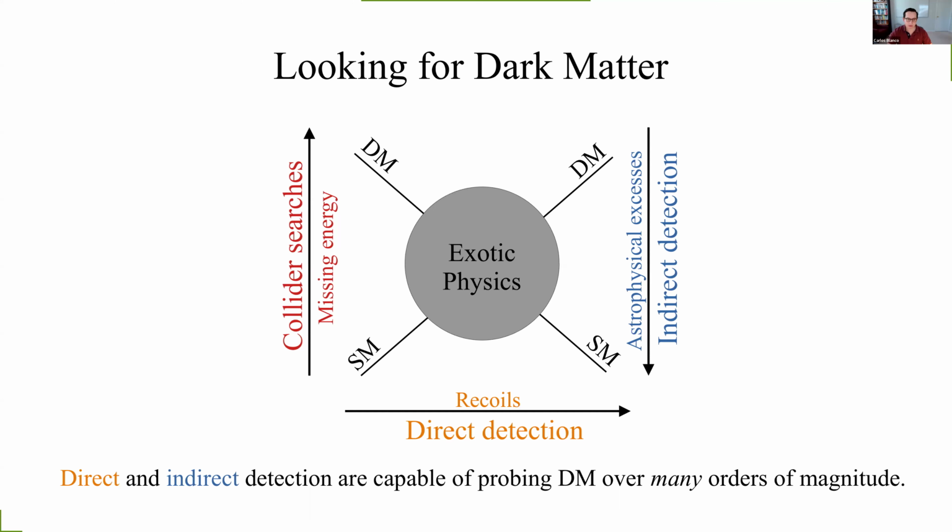And one of the things that I want to get across here is that the direct and indirect detection channels are able to cover many orders of magnitude in mass and in coupling strength, which is a little dissimilar from collider searches, whose scale is really set by the energy of your machine. Many asterisks to that, but broadly speaking, the direct and indirect detection channels are much more forgiving about what scale your physics is in, and they can be applied very broadly.